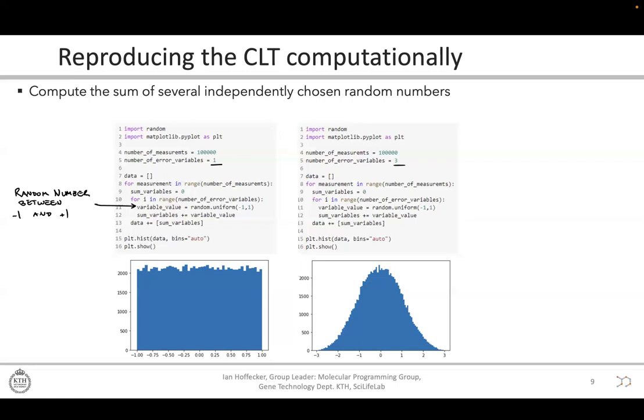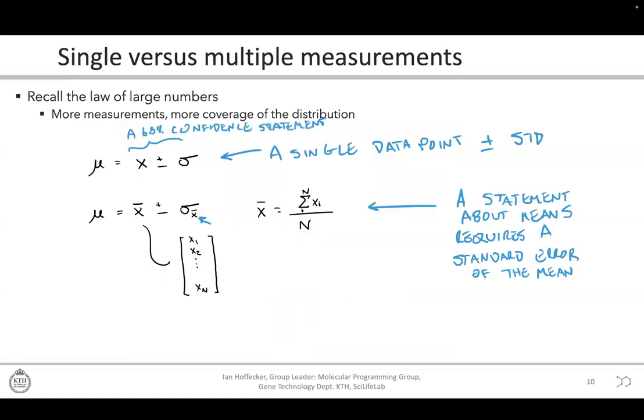And it's what normally happens when you measure things, that you have independent sources of error all contributing and adding up with each other. So that's why this is an extremely useful distribution to know about. So let's look at the idea of taking multiple measurements.